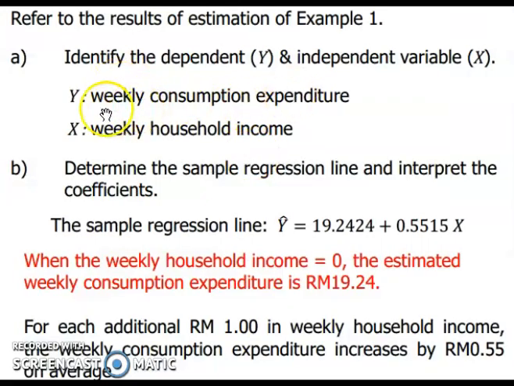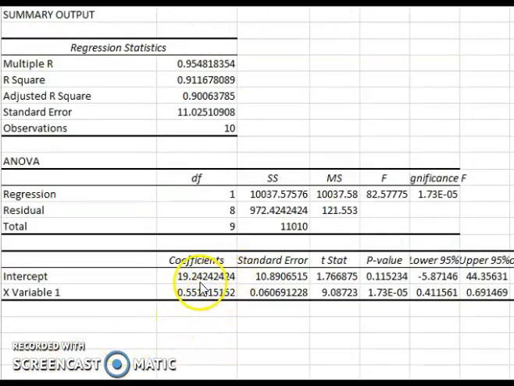From the result, we have identified Y as our expenditure and X as our income. And then how do we set up the regression line, or the straight line? The straight line would be Y hat equals 19.24, which is the intercept, plus 0.5515, which is the slope coefficient. And you can always find these values from the estimation output. So from Excel, we found 19.24 and 0.55.